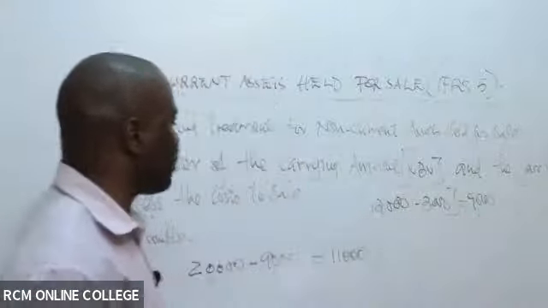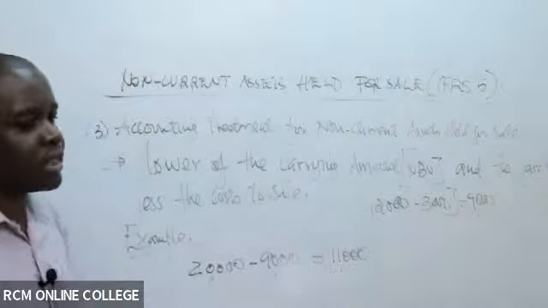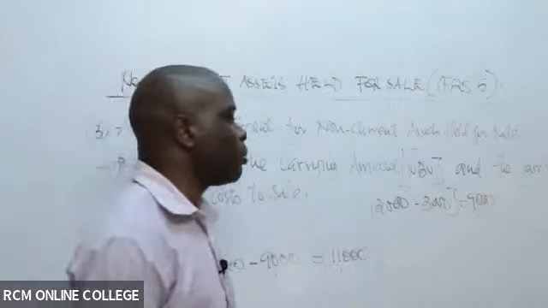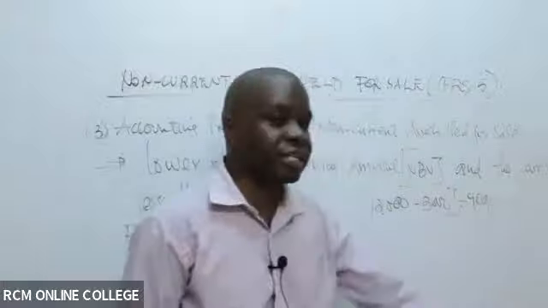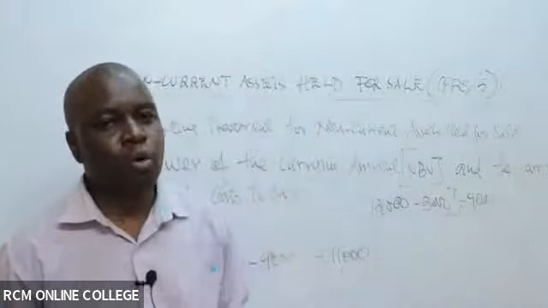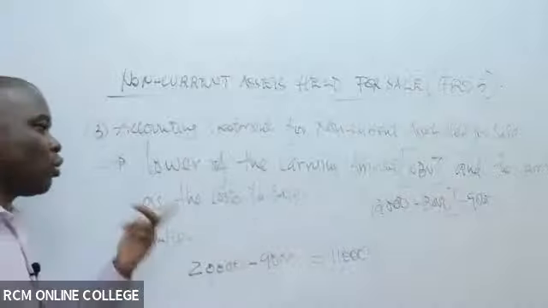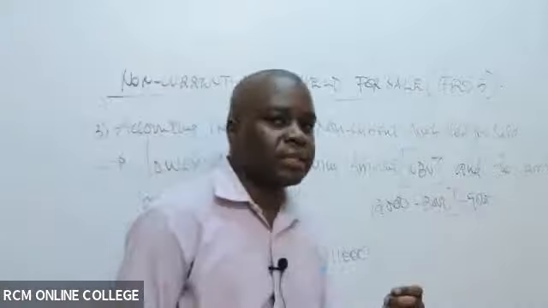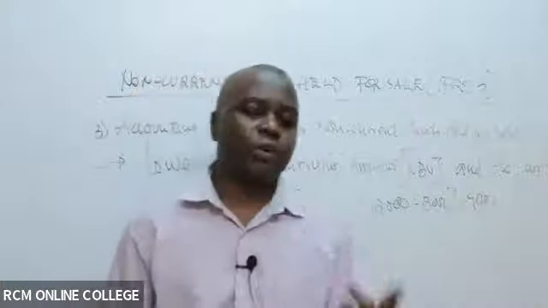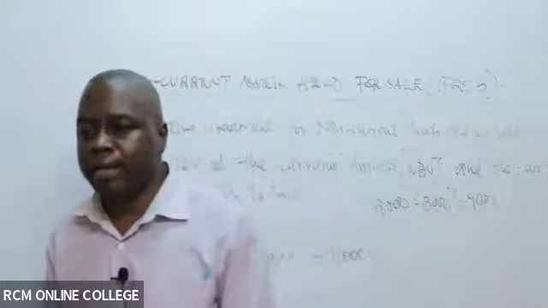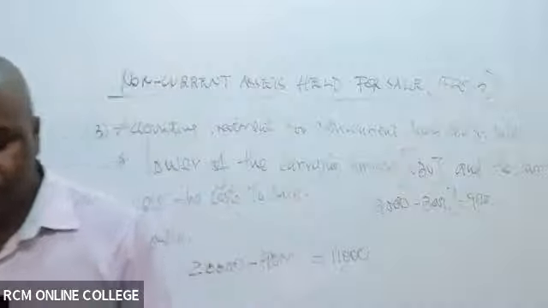The other one was coming to 11,000. So you'll take the lower of the two, 9,000, to go to the balance sheet. So remember how you recognize these kinds of assets in the balance sheet: you take the lower of the carrying amount and the fair value less the cost to sell, and that is what you recognize in the financial statements.